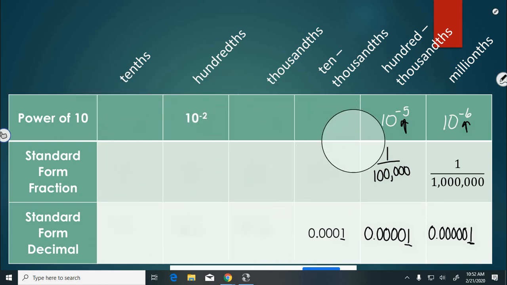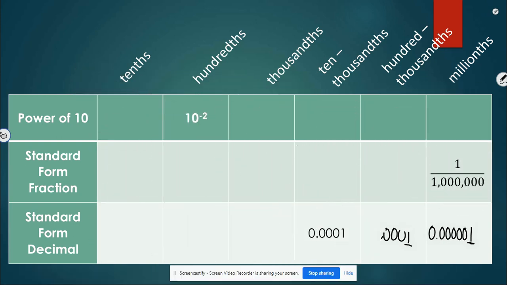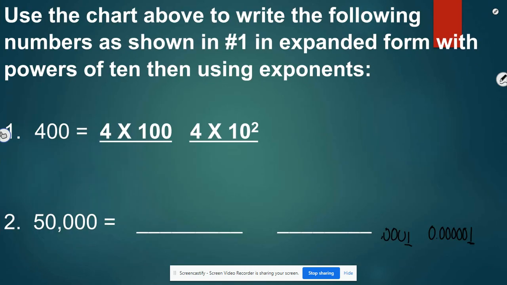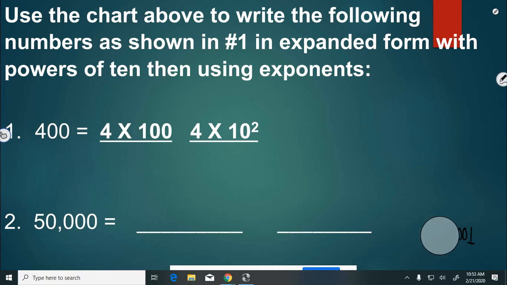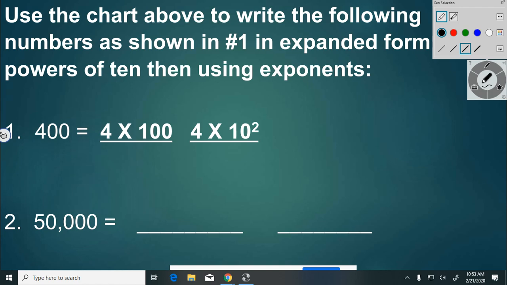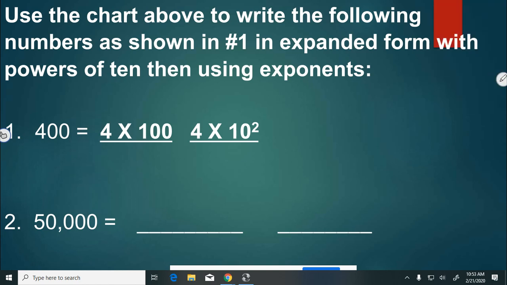All right, so now we're going to use these tables and rewrite some numbers. So use the chart above to write the following numbers as shown in number 1 in expanded form with powers of 10, then using exponents. So expanded form is something you've seen before, but now we're adding the idea of exponents to it. So 4 times 100 is 4 times 10 squared.